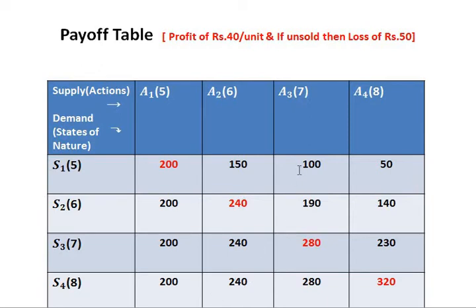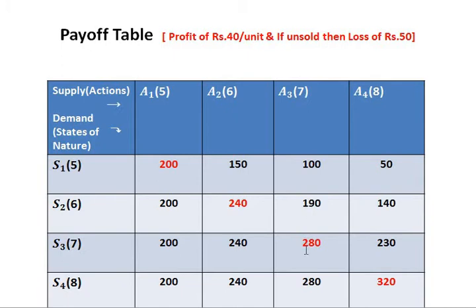Now come to this. He has purchased 7 units, but S1 means 5 customers. So he is going to get 200 as profit, and 2 extra units, that is 50 plus 50 loss, that is 100 rupees loss. So 200 minus 100, his actual profit will be 100. Now in this case, 7 units, 6 customers, so his profit is 240, which I had written down in red, out of which only 1 is extra, 6 and 7, so minus 50, it will be 190.